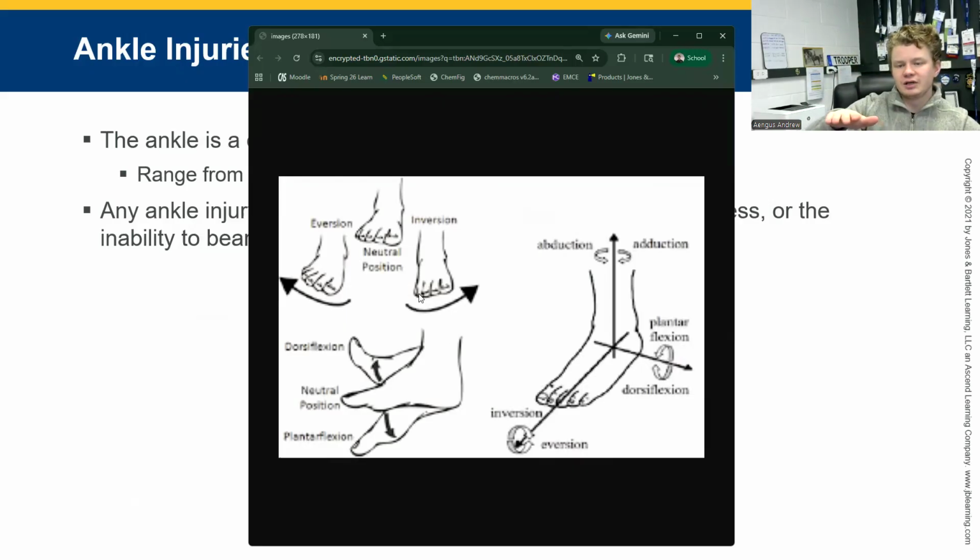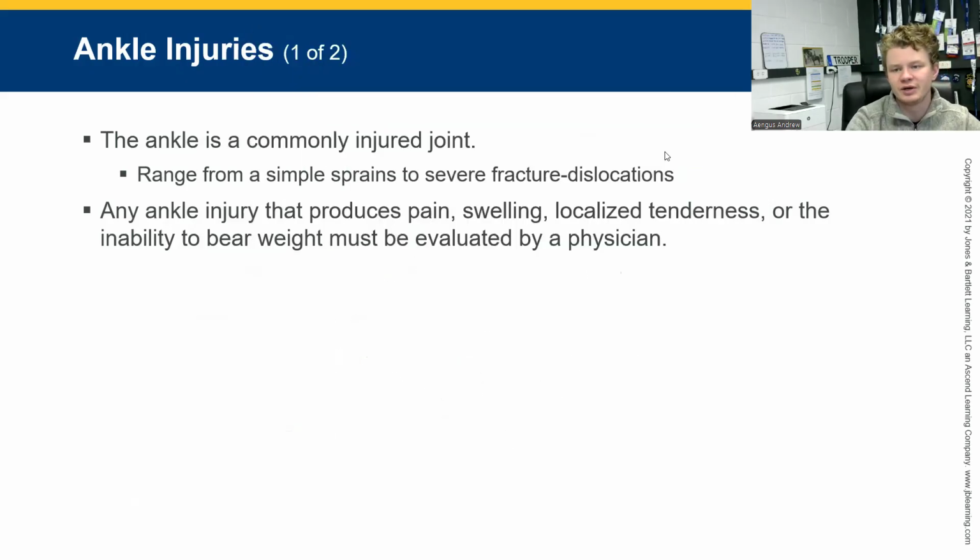So eversion is this rotation outward, inversion is that rotation inward. Dorsiflexion and plantar flexion, we point our toe up, we point our toe down. Those ones are usually pretty easy to remember because when we talk about the sides of the foot, we have our dorsal and our plantar side of the foot. So dorsiflexion and plantar flexion. And then abduction or adduction, we know those because those are just standard terms for movements towards or away from the midline of the body. Knowing those words can make us seem very competent when we go to give report on something like this.